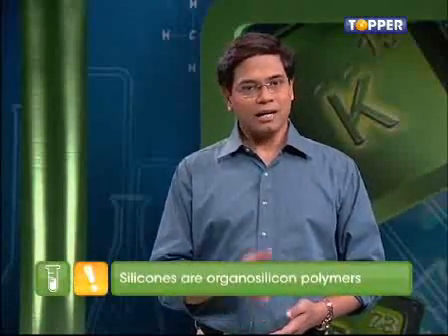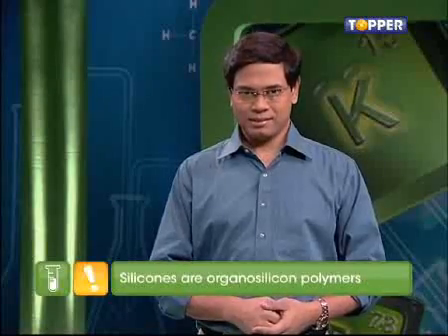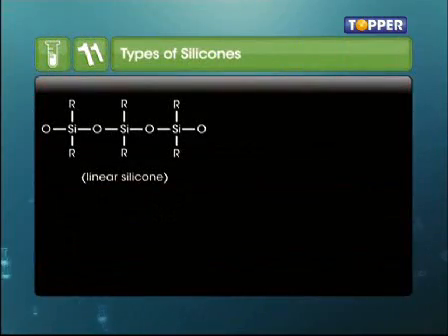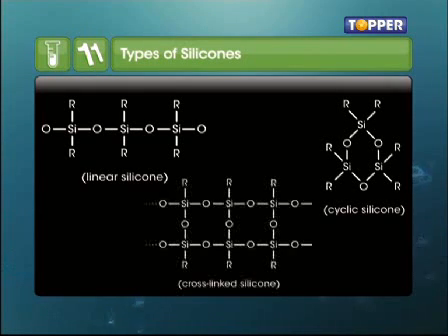Next, we will consider silicones, which are organosilicon polymers. They contain R2SiO units, where R stands for alkyl or aryl groups. The name of silicones is analogous to ketones. Silicones can be linear chain, cyclic or cross-linked. They are formed depending on the starting substance used for polymerization. Let us see how silicones are prepared.